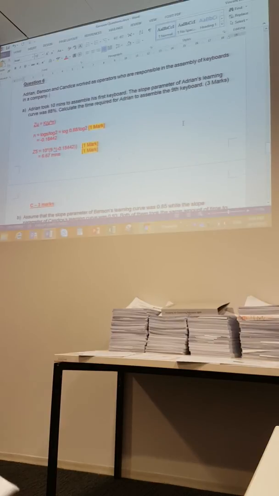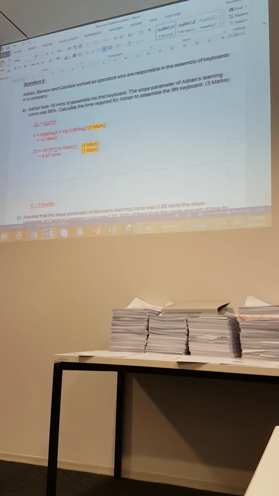So over here is, what do you call it, making keyboards. So this one is learning curve. So this is revision and practice for learning curve. Okay, don't put my video on YouTube. So the thing is, one of the workers takes 10 minutes to assemble his first keyboard. And the slope, okay, so the thing about learning curve, they have this learning curve. So they just calculate 88%.